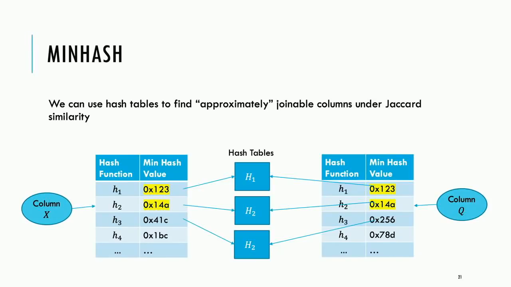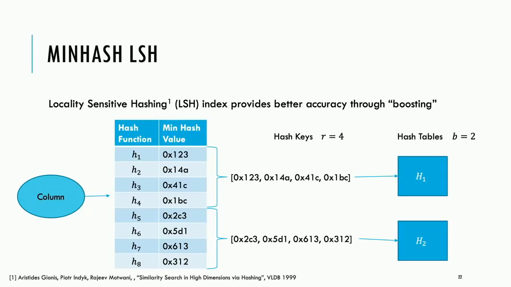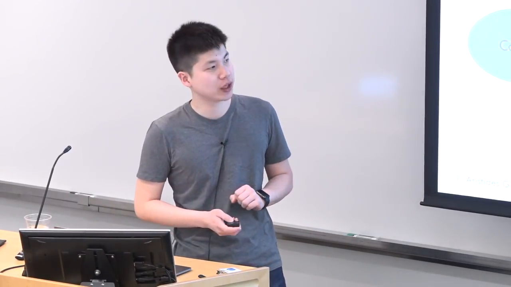We can use a hash table to find approximately joinable columns under Jaccard similarity. What do I mean by that? If columns are joinable, they have some non-zero probability of hashing to the same key, right? If they are not joinable, they have zero probability of hashing to the same key. So we can simply return the columns that get hashed to the same value as the query column. That's very simple. We can further improve the accuracy by using a locality-sensitive hashing index. With locality-sensitive hashing, instead of using a single hash value as the key, we combine the hash values into a composite key and keep them in a hash table.